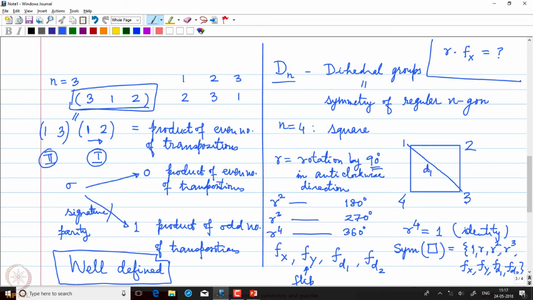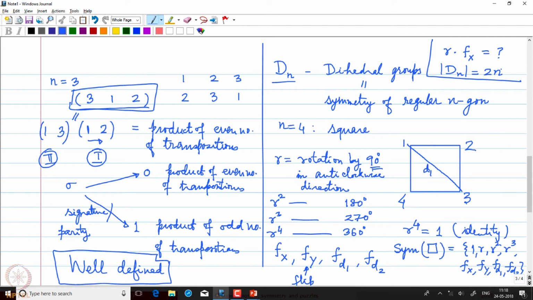In general, for n-gon, what we have is dihedral group, this name is dihedral group, and the number of elements in the dihedral group of order n, the group of symmetries of regular n-gon, is 2n.